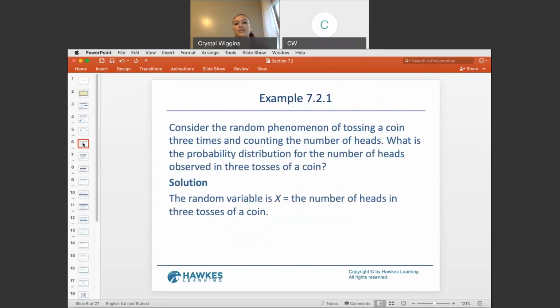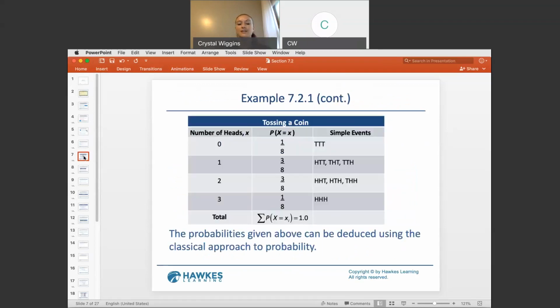Another example: consider the random phenomenon of tossing a coin 3 times and counting the number of heads. What is the probability distribution for the number of heads observed in the 3 tosses of a coin? So first, we label X to represent the number of heads in 3 tosses of a coin. We then take a look at this table where we can see that one possibility is that there aren't any heads, 0 heads.